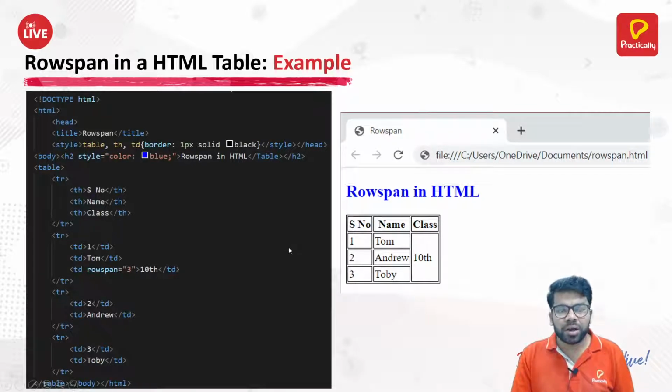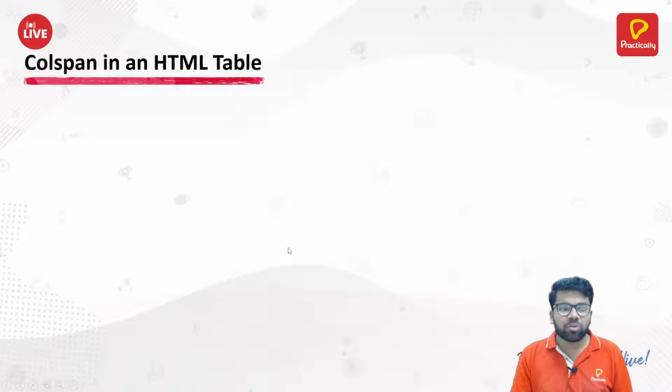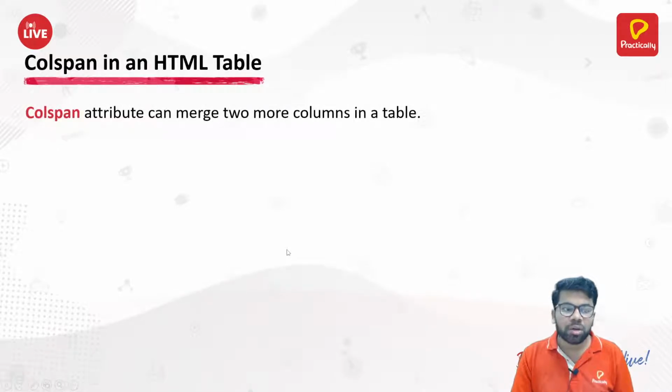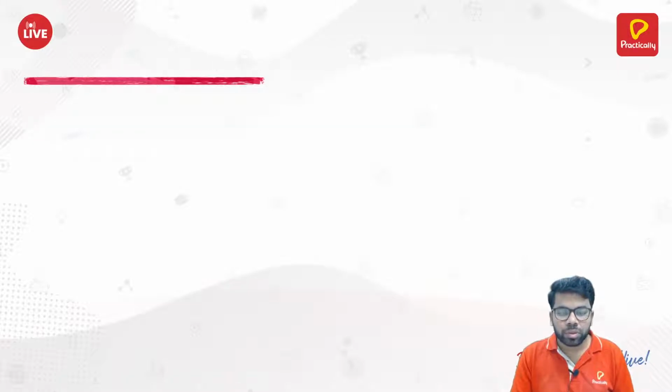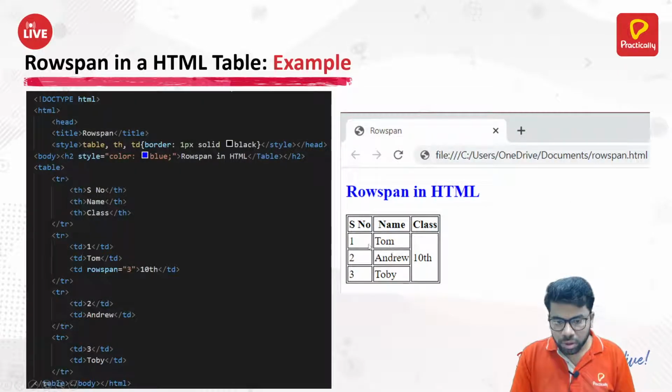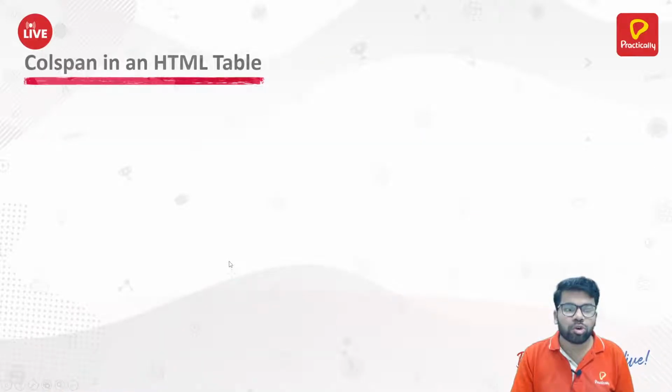Similar to the rowspan attribute, there is one more attribute called colspan. The colspan attribute is used to merge 2 or more columns in a table. So here 1, 2, 3 columns are there. 3 rows and 3 columns are there, excluding the heading. If you want to merge the columns, then we just need to use the colspan attribute.